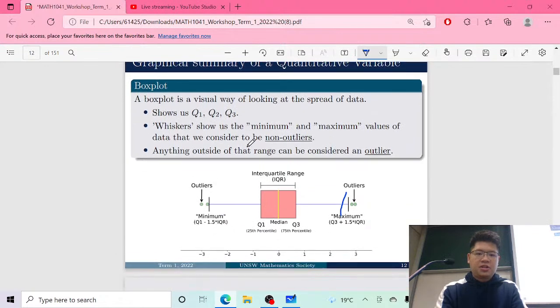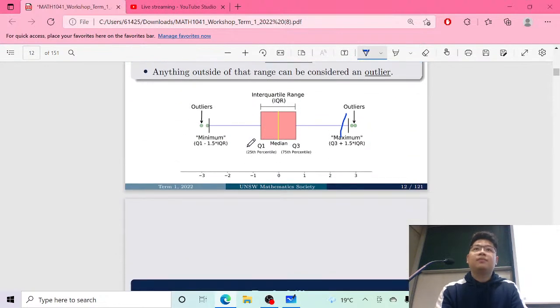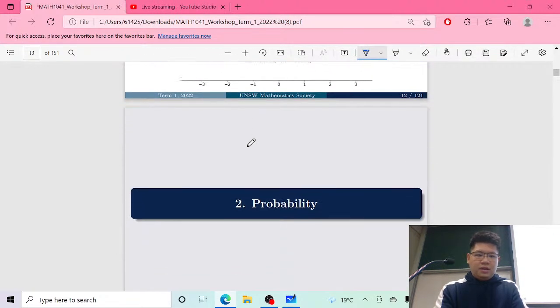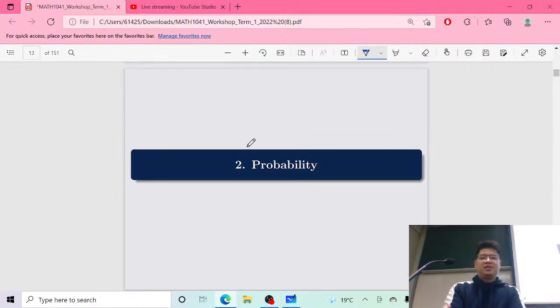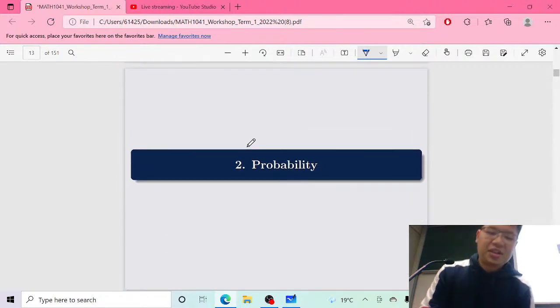Cool. Any questions about this one? Great. So I think then we'll move on to the next part here, because this is definitely a more interesting point of discussion, probability.